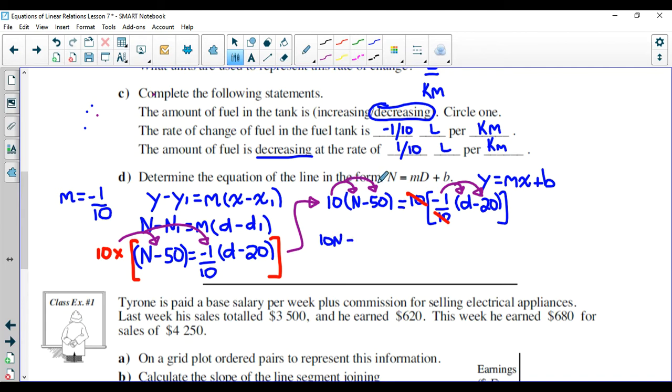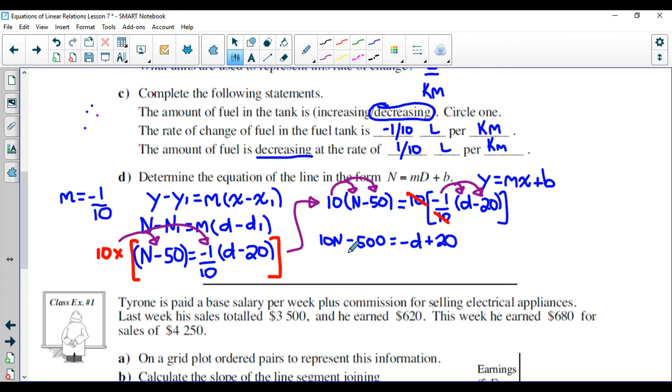Okay, so this would turn into 10n minus 500 equal to -1 times d, which would just be -1d, or just -d. Then -1 times -20 would be +20.